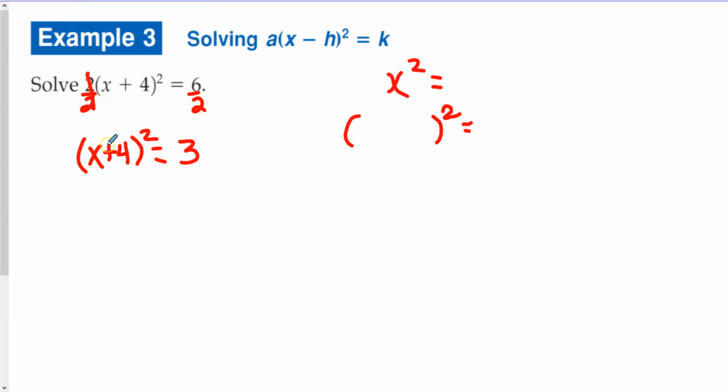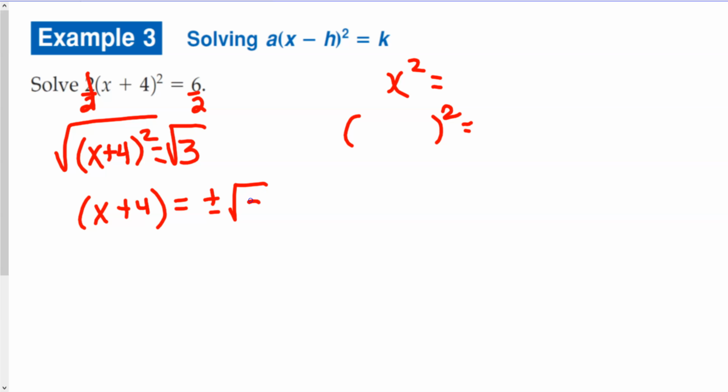Now you have this expression that's being squared all by itself. You're going to take the square root of both sides, like that. Taking the square root of x plus 4 squared leaves you with just x plus 4. The opposite of squaring a number is taking the square root. Those cancel each other out. And that's equal to plus or minus square root of 3. And now what's left in the parentheses really doesn't need parentheses anymore.